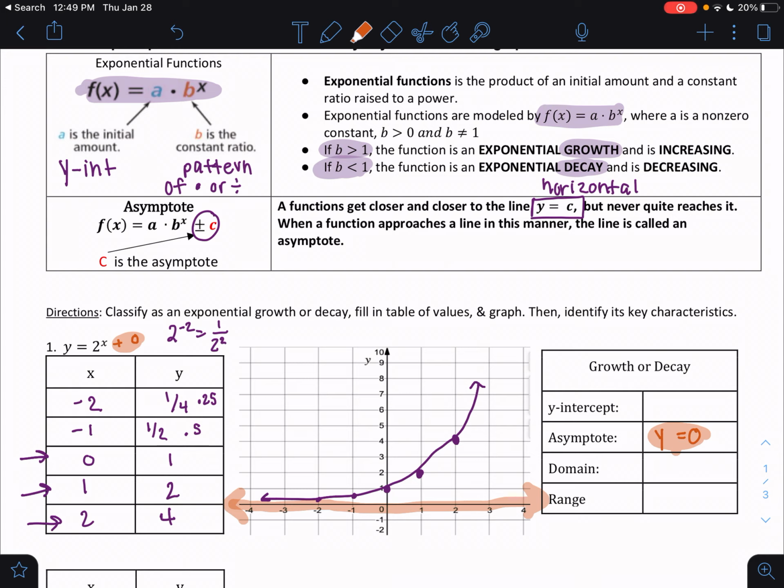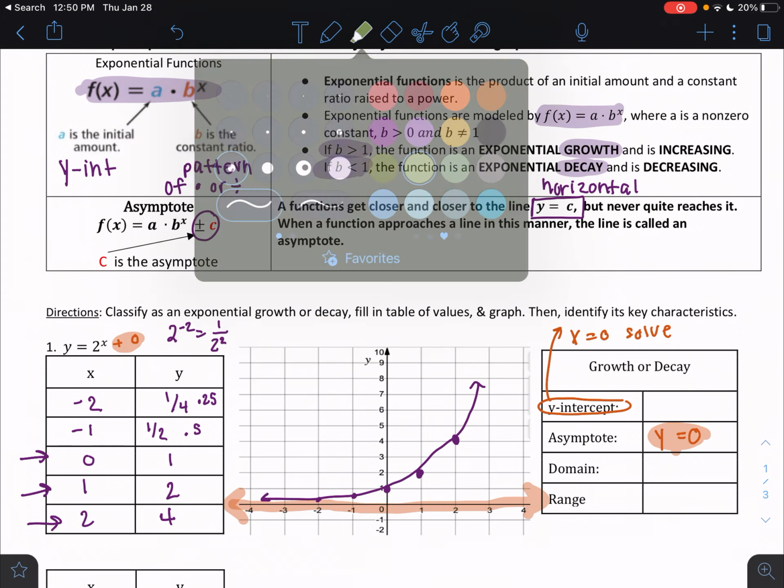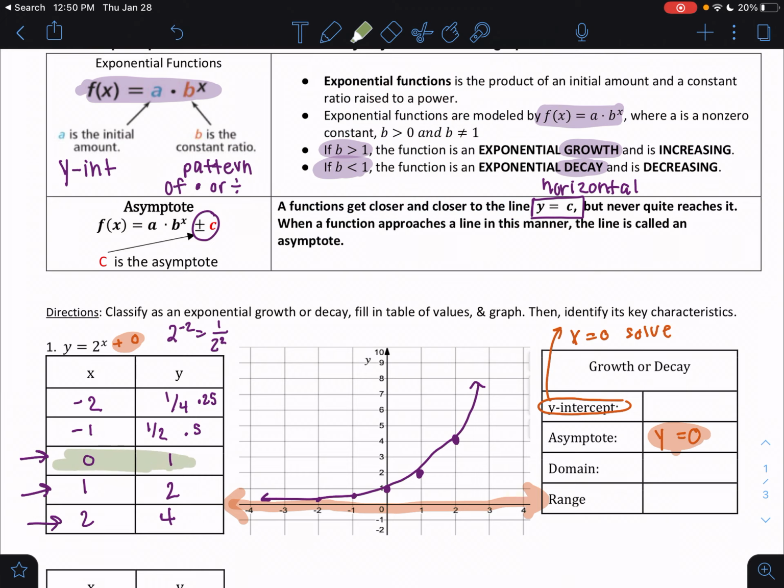All right, let's go on to our y-intercept. The y-intercept is found just how we do it in linear problems. It would be x equals 0. So to find the y-intercept, you do x equals 0 and solve. If we were to put 0 in for x, what would we get? Well, we already did it. It's right here. So that's going to be our y-intercept.